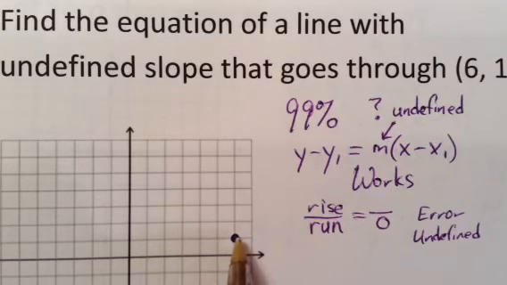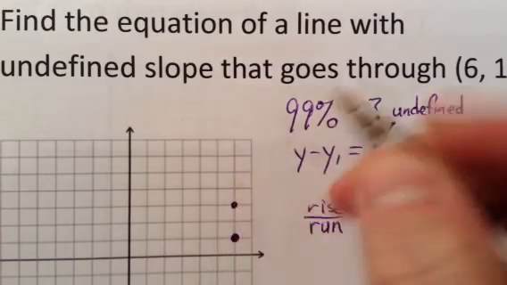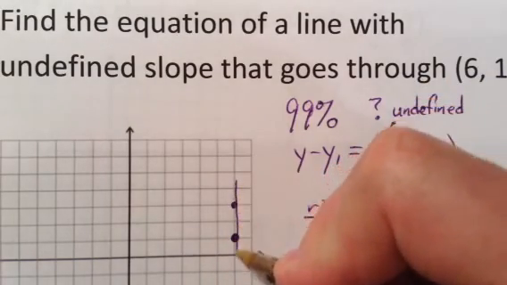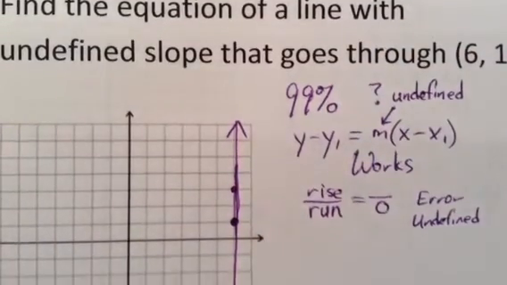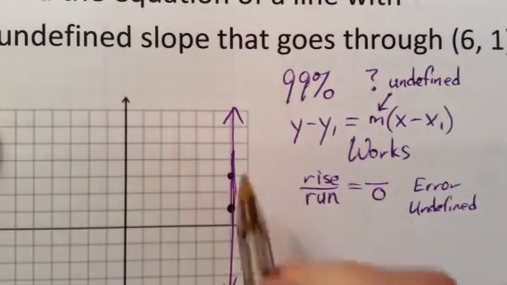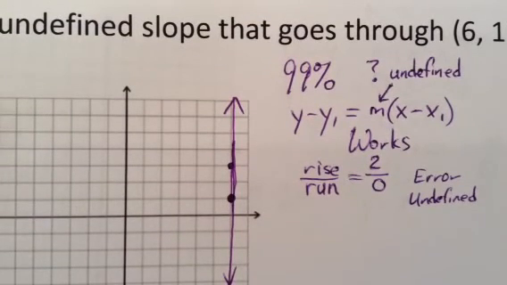So if I'm over here at this point and I'm told that I can't run, remember run is going left and right, I have a run of 0, I can't move left or right, but I can rise to any point I want. So in this particular case, sorry about the sloppy line, but you get the idea, I can rise 2, and that would be the point directly above it. And you see what kind of line I'm forming. I'm forming a vertical line.